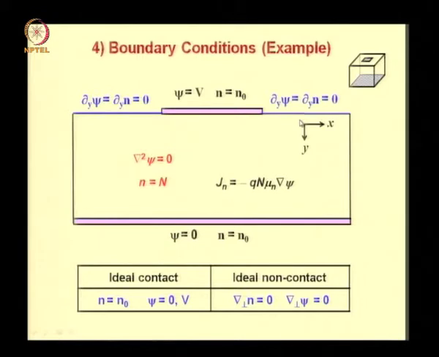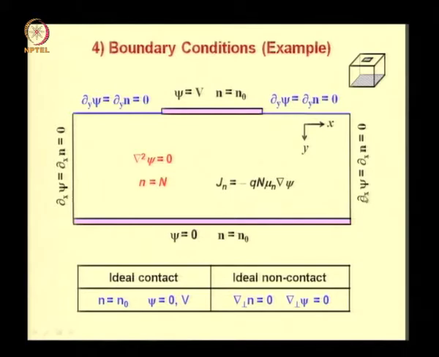In fact, there is no current in this direction because no field in this direction means no drift current, and dou y of n equal to 0 means no diffusion current in this direction, right? So no drift and no diffusion together mean no current in the perpendicular direction.